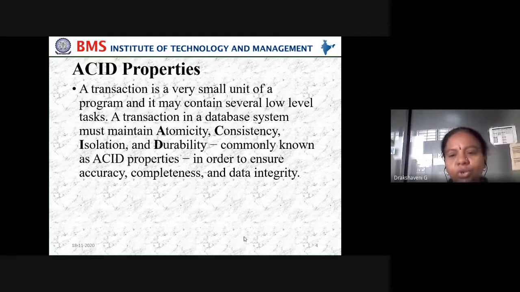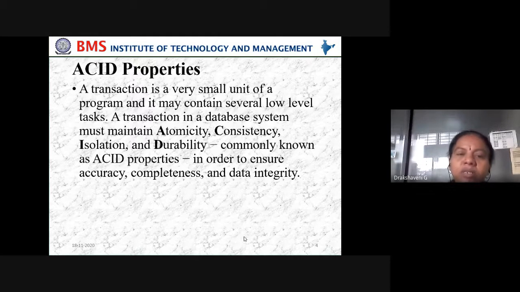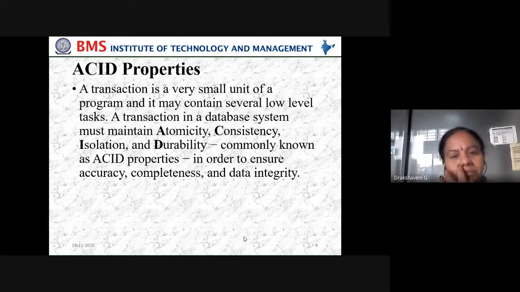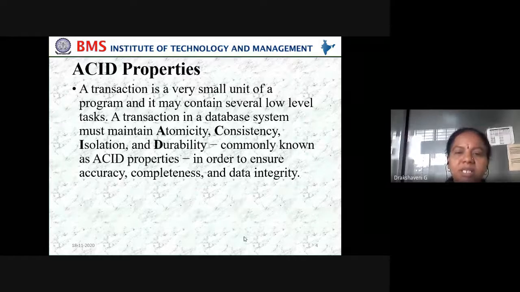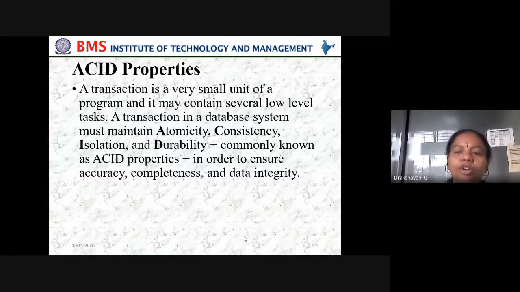In order to ensure accuracy, completeness and data integrity, this is what ACID properties are. So a transaction in the database system must maintain atomicity, consistency, isolation and durability, commonly known as ACID properties, in order to ensure accuracy, completeness and data integrity.